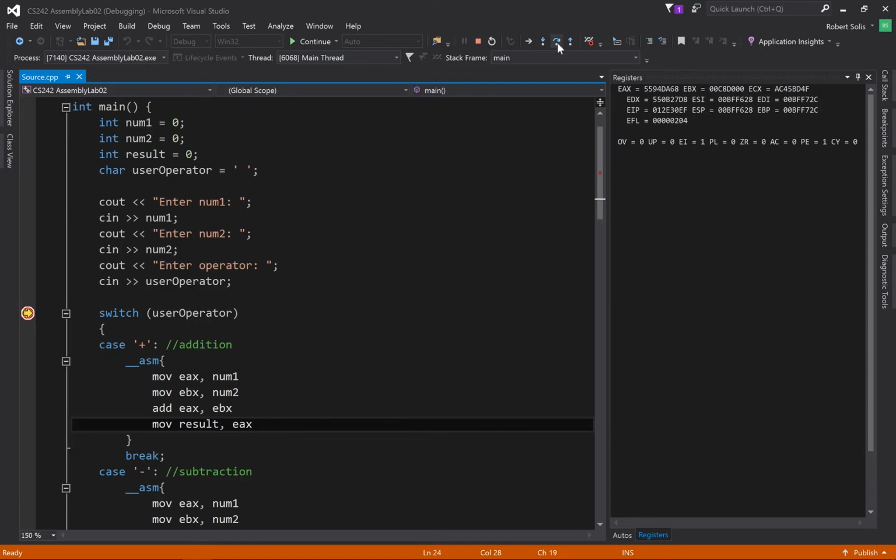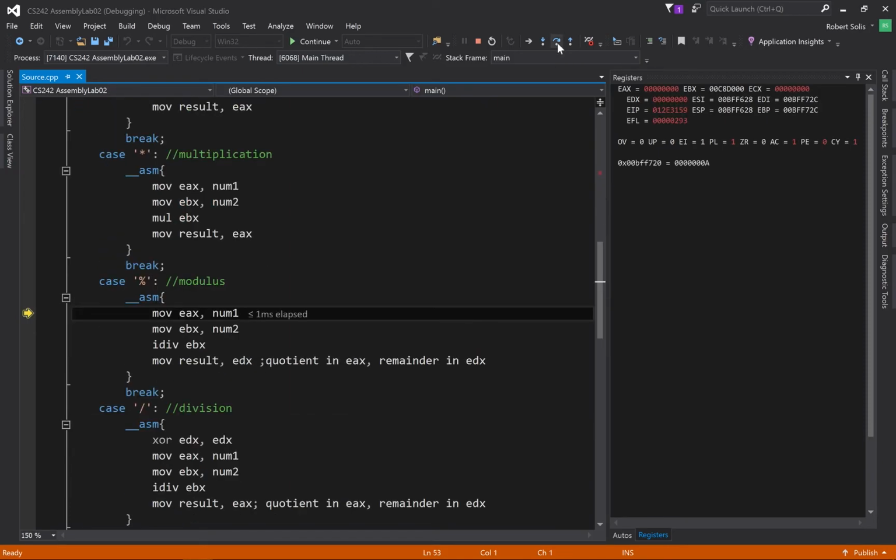So let's see what happens if I step. So again, I'm going to move both numbers into the EAX and EBX register. Now it says A there because this is a hexadecimal representation, and A means 10. EBX has 2, okay, so this is going to basically divide 10 by 2, place the answer into EAX, and then place the remainder into EDX.